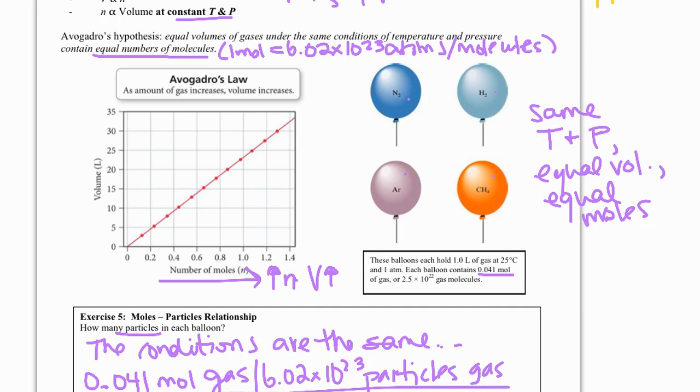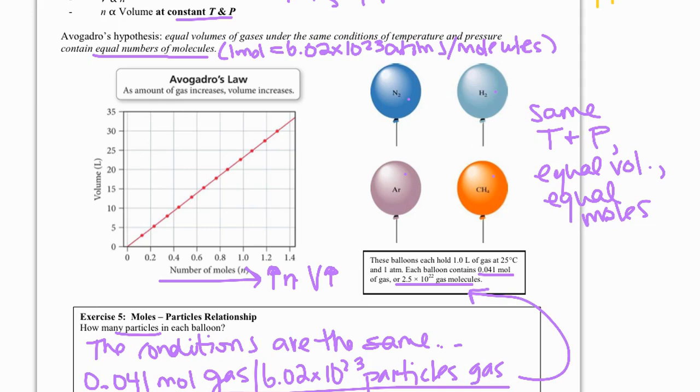And when we multiply those together, we should get 2.5 times 10 to the 22nd gas molecules. So each of those balloons has the same quantity of gas because they're at the same temperature and pressure, and they have the same volumes. As long as they have the same volumes, we know that's going to be the case. So that's essentially all of our variables.